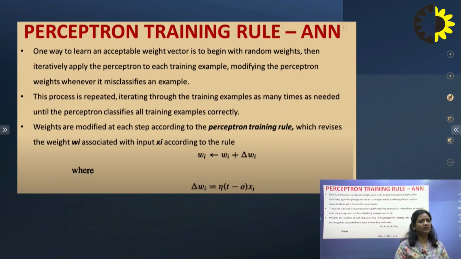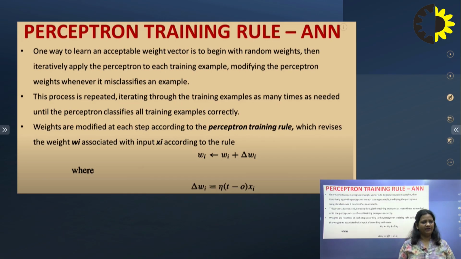If we are going to show perceptron learning, one way to learn an acceptable weight vector is to begin with random weights, then iteratively apply the perceptron to each training example, modifying the perceptron weights whenever it misclassifies an example. This process is repeated through the training examples as many times as needed until the perceptron classifies all the training examples correctly.